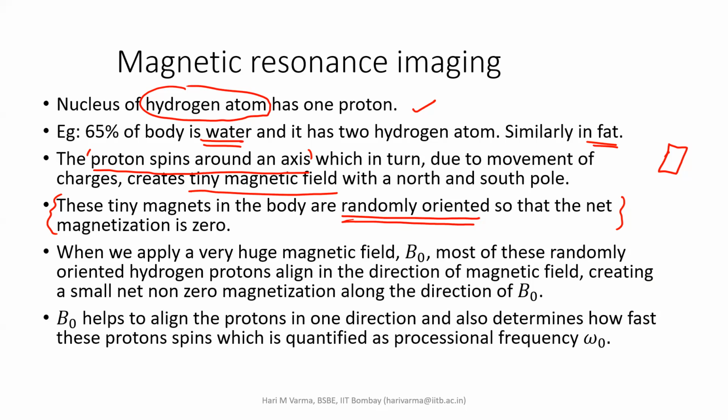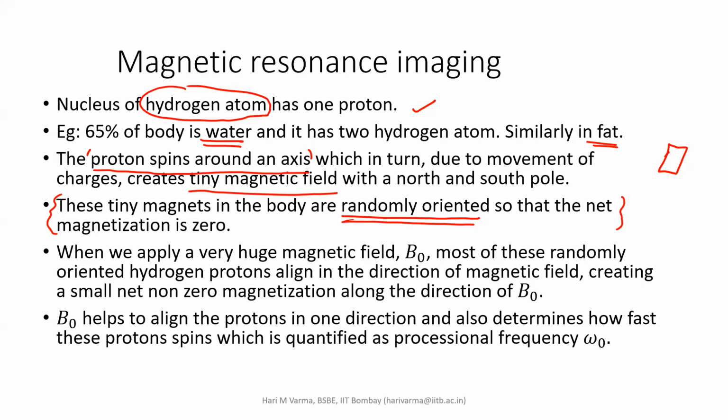So in the human body, in different molecules like water and fat, there are a lot of hydrogen atoms. And each hydrogen atom has got one proton inside the nucleus. And this gives you a positive charge. And this proton actually spins around an axis, which gives a magnetic field around it, like a small bar magnet.